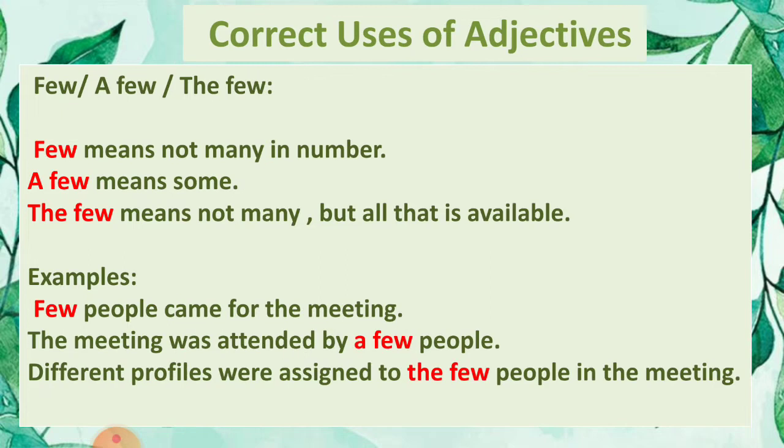There are some more examples like few, a few, the few. Now here few means not many in number. Few is used with countable nouns, while a few means some and the few means not many but all that is available, right? And few is always used with countable nouns. We can see the example. Few people came for the meeting. The meeting was attended by a few people. Different profiles were assigned to the few people in the meeting.